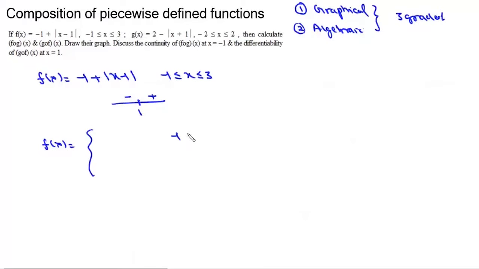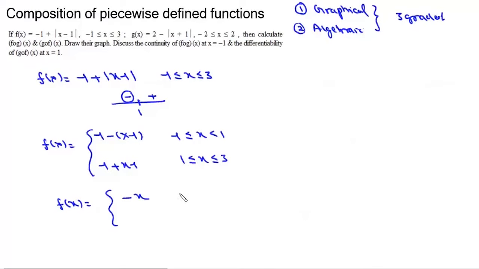now for this first interval, when x lies between minus 1 and 1, we have this minus sign here, so it will be minus 1 and then minus (x minus 1), and then we have the second interval where x lies between 1 and 3, so it will be this minus 1 plus (x minus 1). So basically this function f(x) is defined as minus x when x lies between minus 1 and 1, and it is x minus 2 when x lies between 1 and 3.